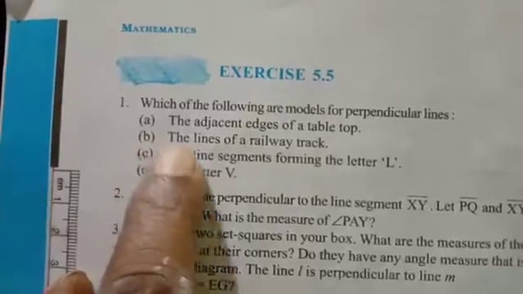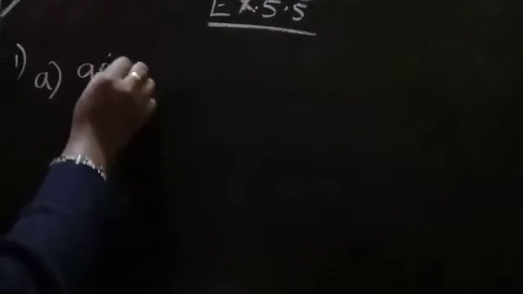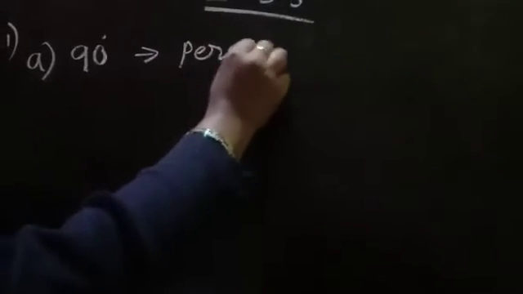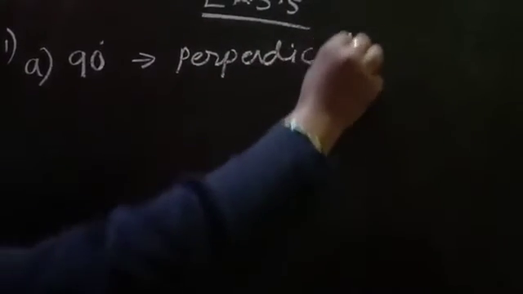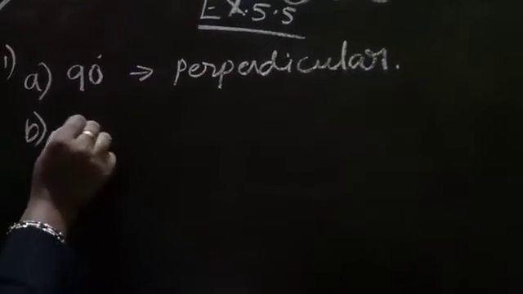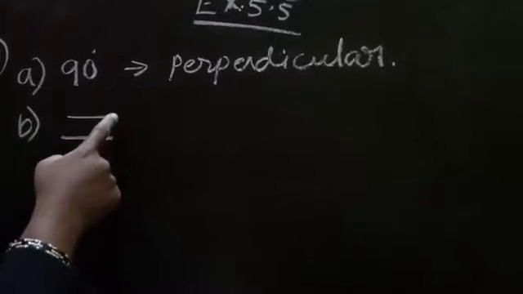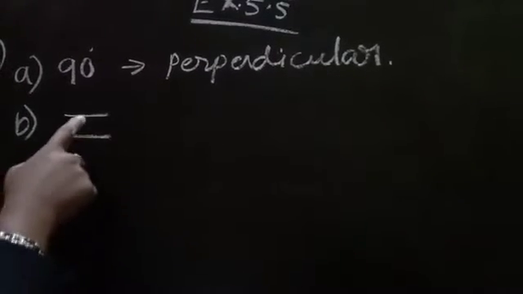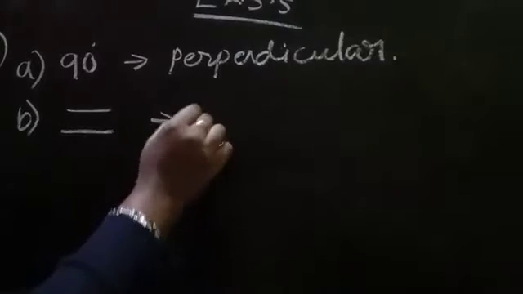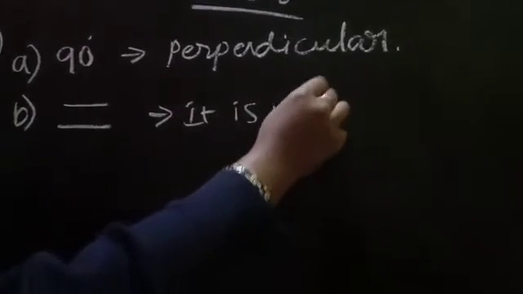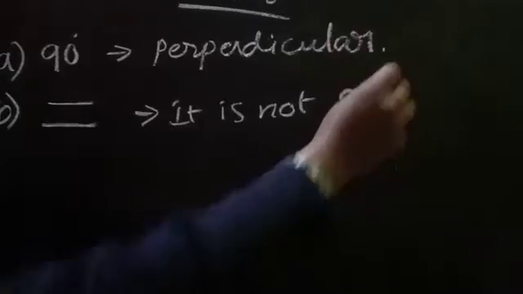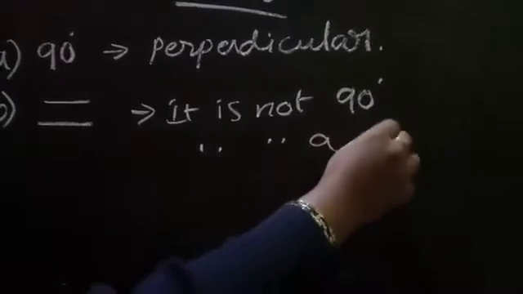Second one, the lines of a railway track. First one is 90 degrees, it is perpendicular. Second one will be, railway track will be like this shape, so it will not be 90 degrees, it is a parallel line, so it is not a perpendicular line.